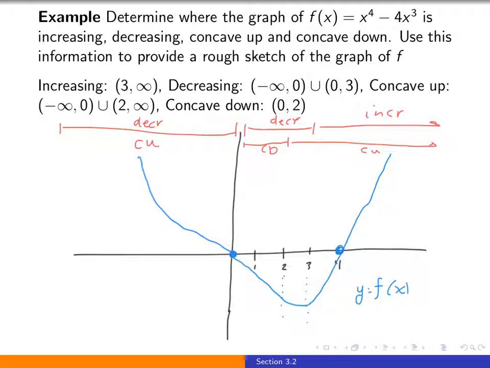Once I hit this point, I'm still decreasing, but now I'm concave down, so opening downward, and it's subtle, but it's there. Then at 2, I become concave up the remainder of the time, but I keep decreasing and then increase. And these sketches do not have to be perfect, far from it. They just have to include that relevant information.